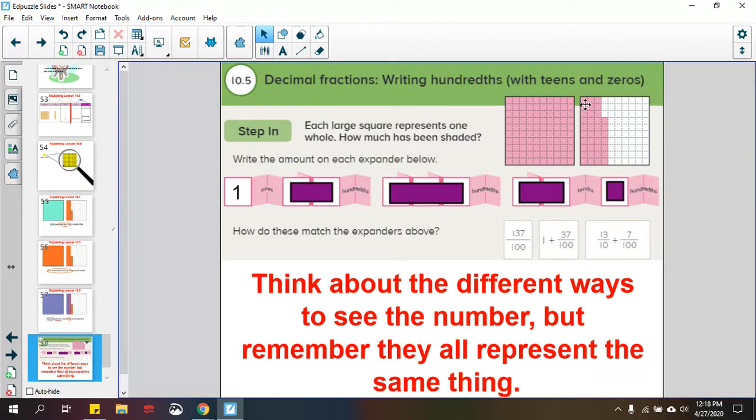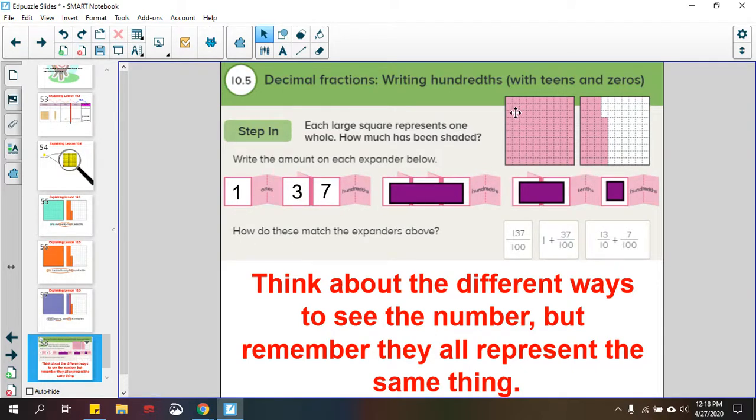And then my extra hundredths would be, well, I know I've got 3 complete columns of 10, so that'd be 30, and then 7 extra ones, so that would be 37 hundredths. That's one way I could view this, 1 whole and 37 hundredths.